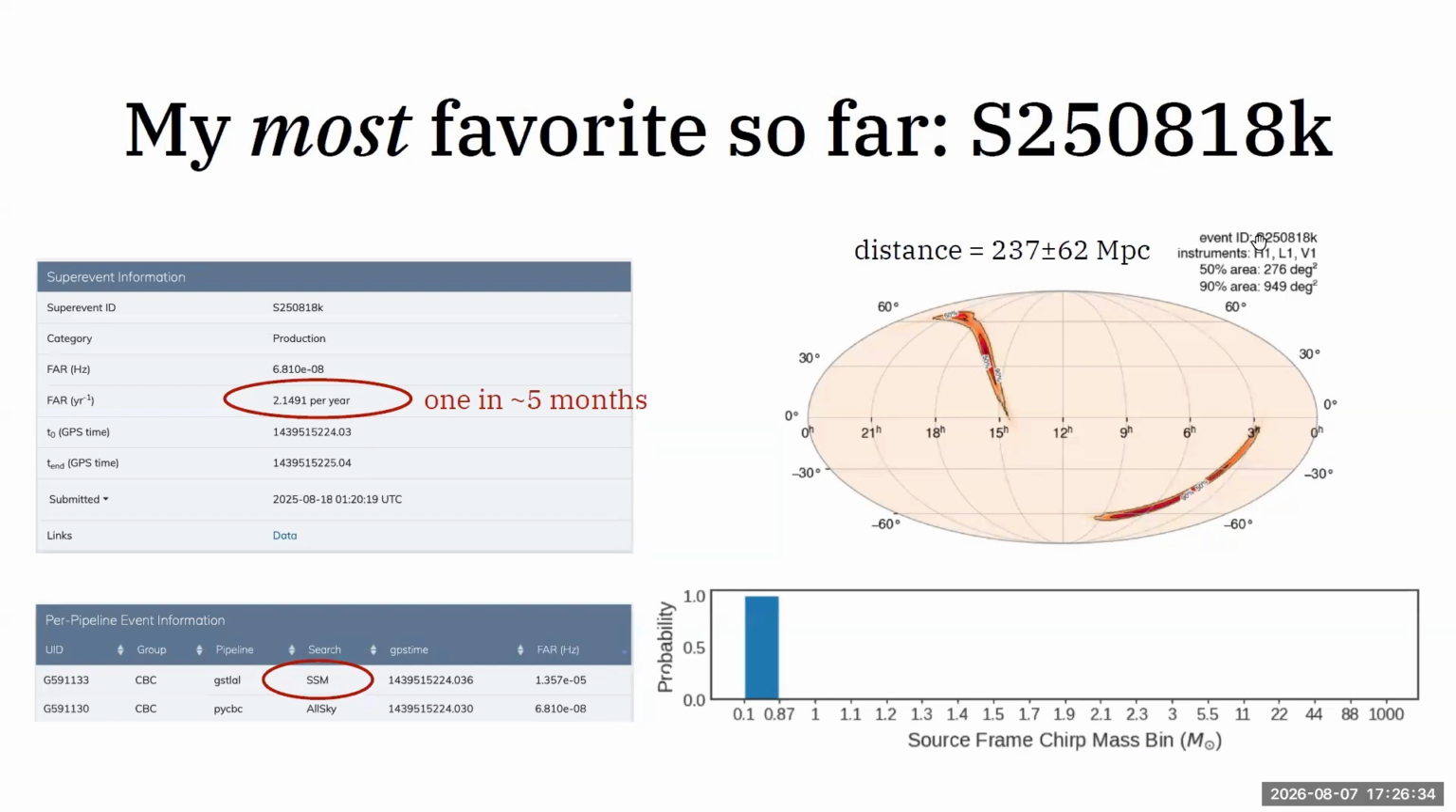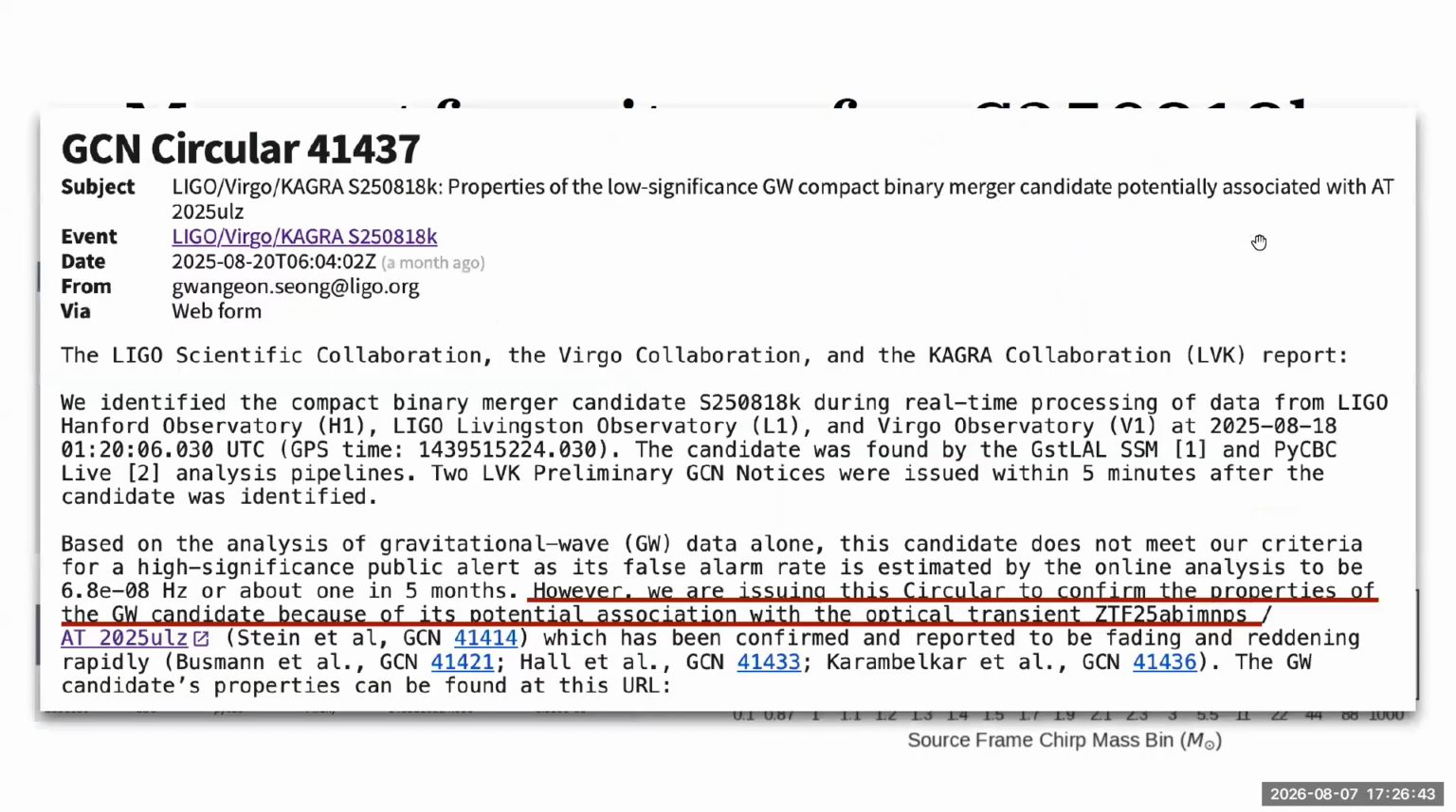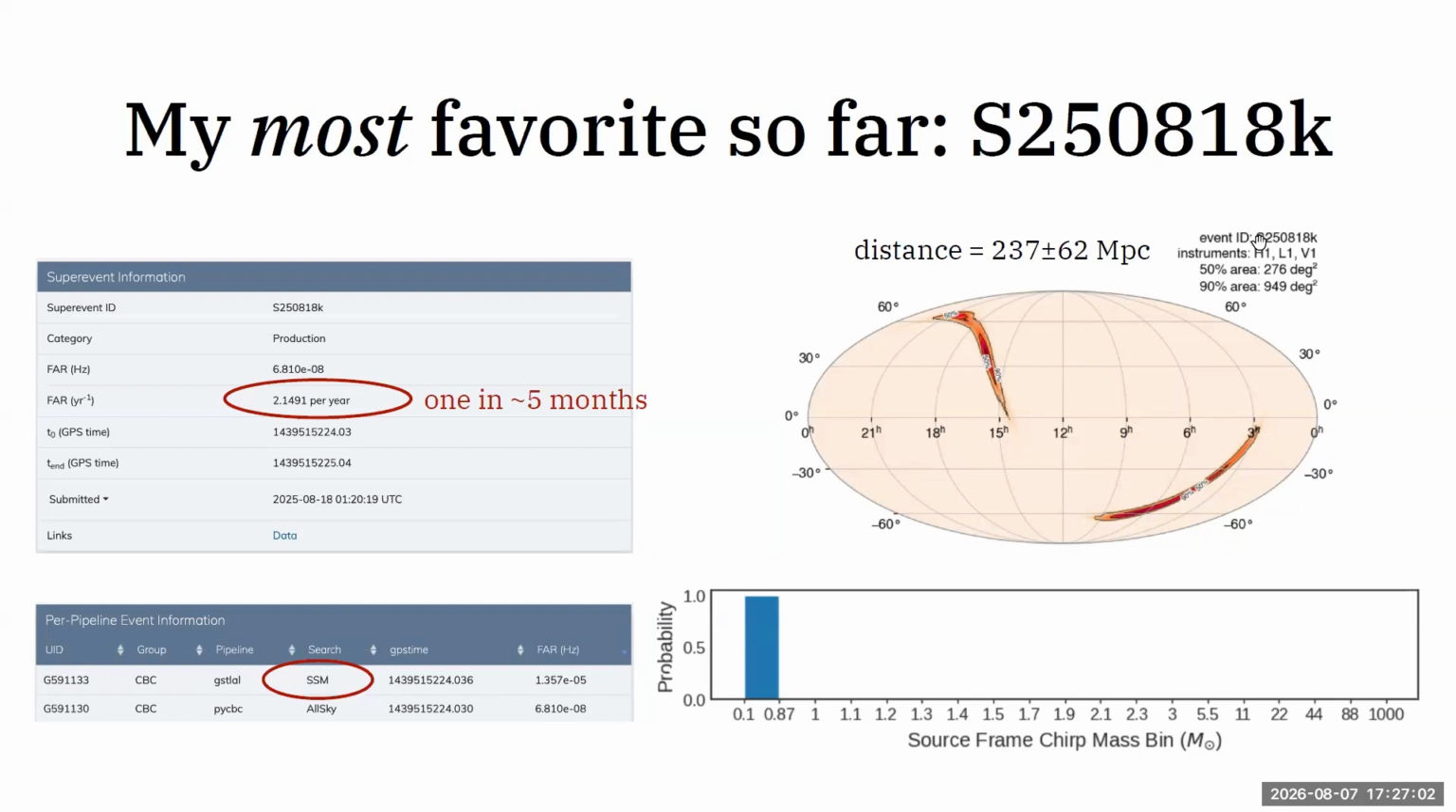And indeed, its probability distribution for the source frame chirp mass is between 0.1 and 0.8. They also issued an alert, and there was Zwicky Transient Facility observation in the same area, so they could have had some EM signal, but it was a false alarm. Also, this signal didn't last long. After Kyungmin sent me an email, I went to my colleagues at Penn State, and they said, "Oh no, this signal went away."